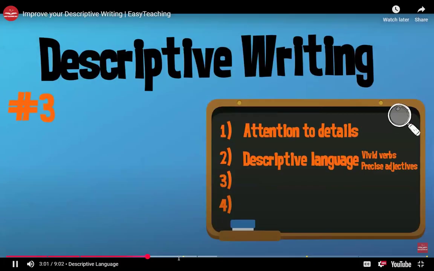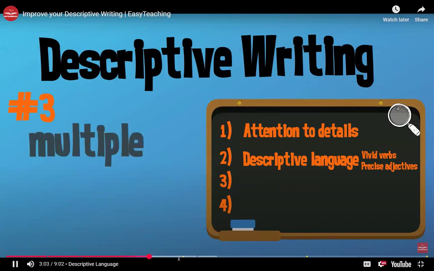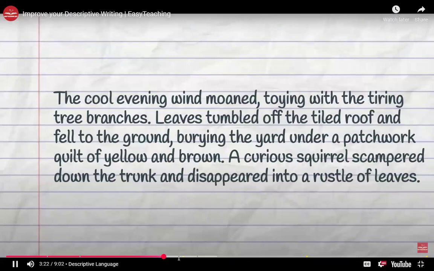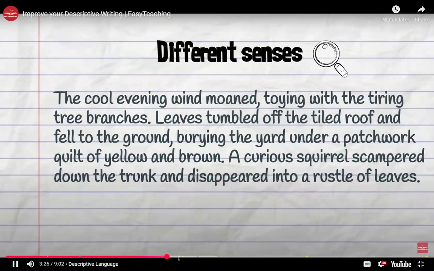A third component of descriptive writing is including multiple senses. It is easy to focus only on the things the reader should be seeing, forgetting to describe the other senses. Descriptive writing should also help us imagine what we could feel, the sounds, the tastes, and the smells. Read over this passage again, this time looking out for which senses have been described. Pause here while you look.